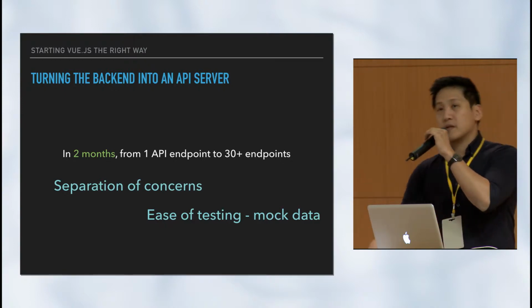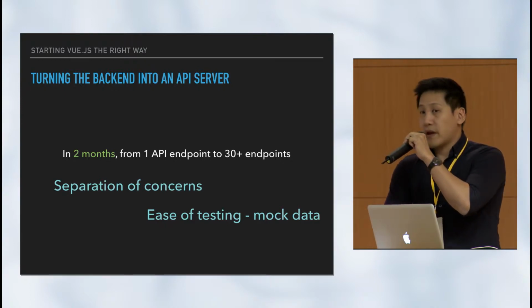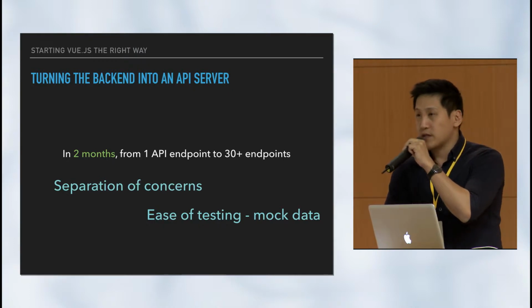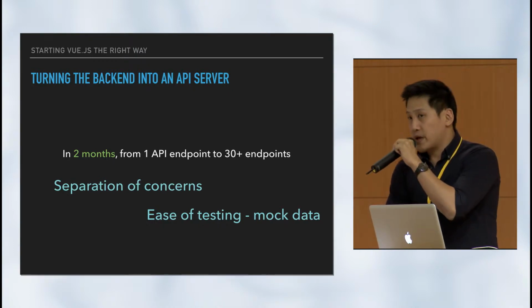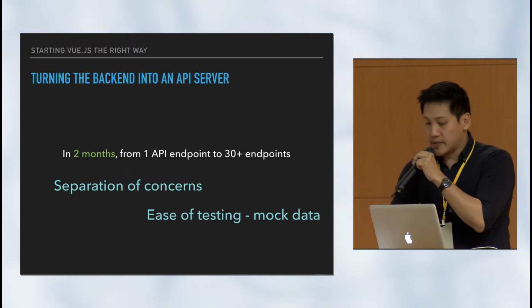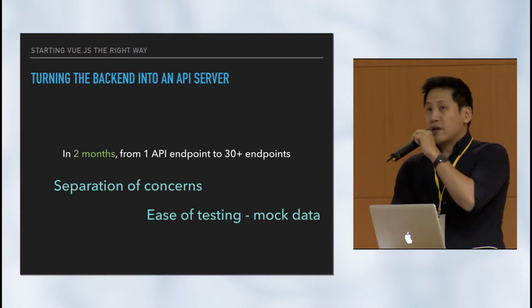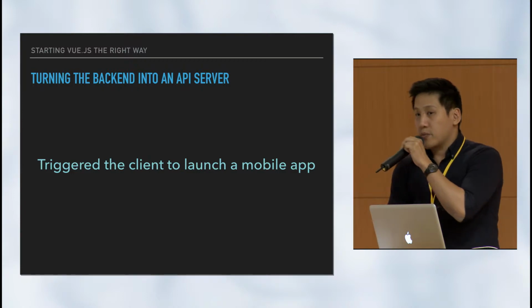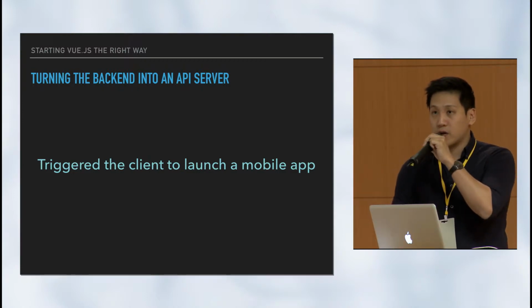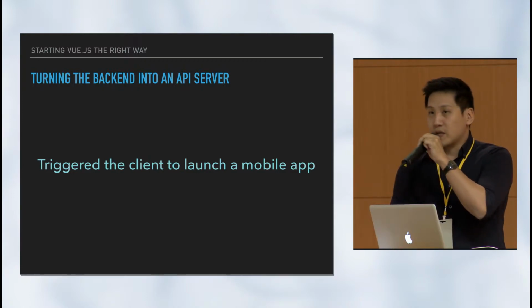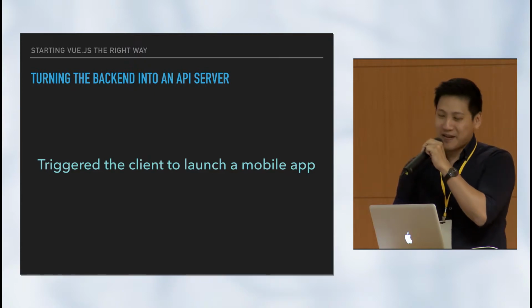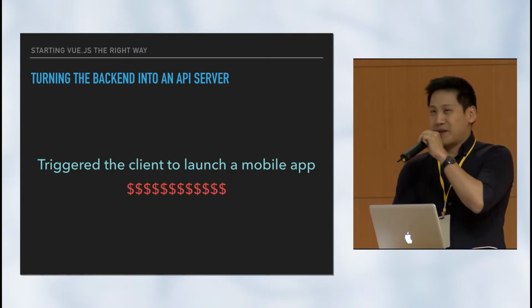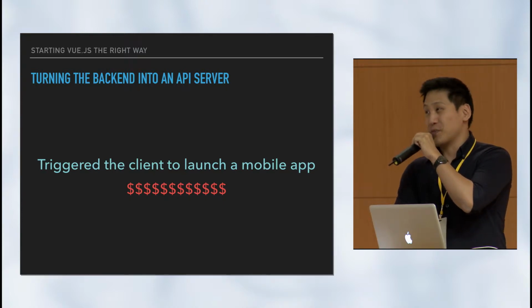The additional thing that came with changing the backend into an API-driven backend is that the client eventually decided to launch a mobile app because we had an API server, which is good news because that means more money for us. Alright? Sorry, I'm giving you all these ideas of earning money just because you're using Vue. That's not the point.